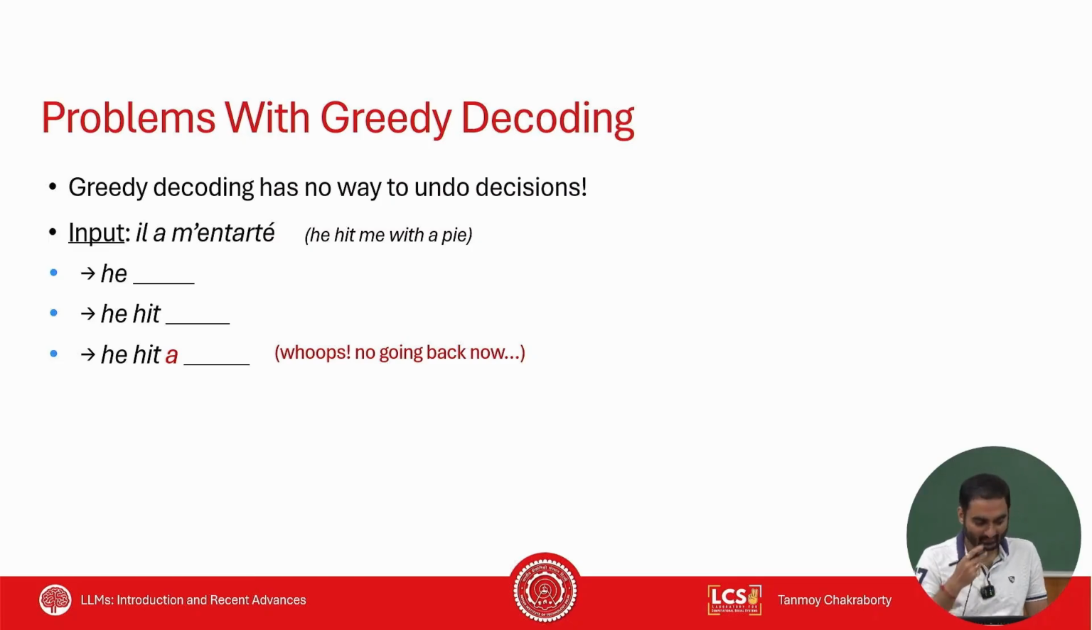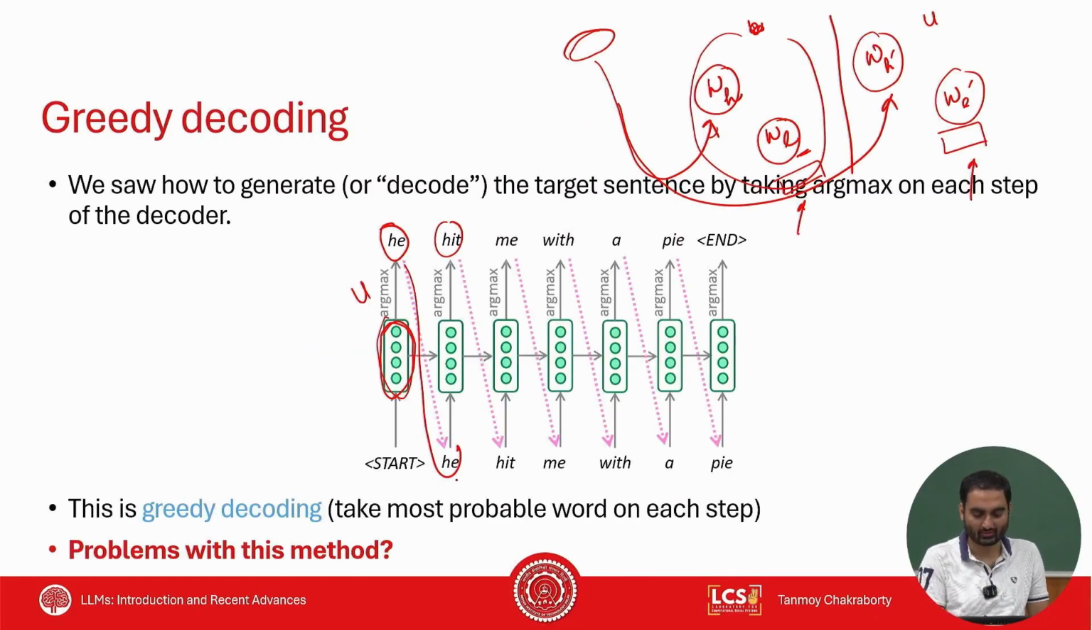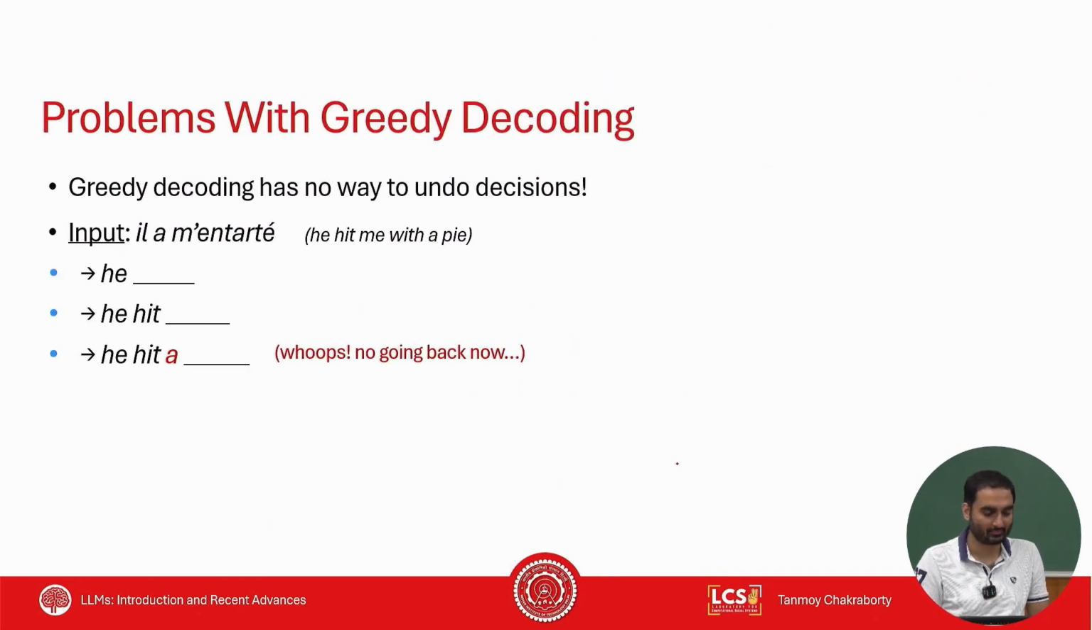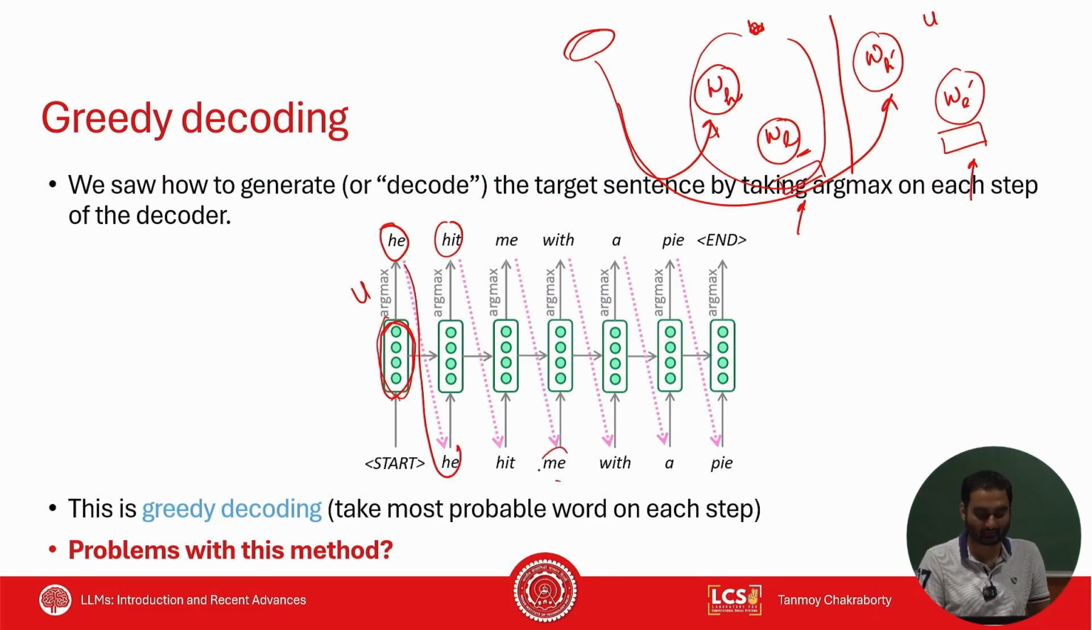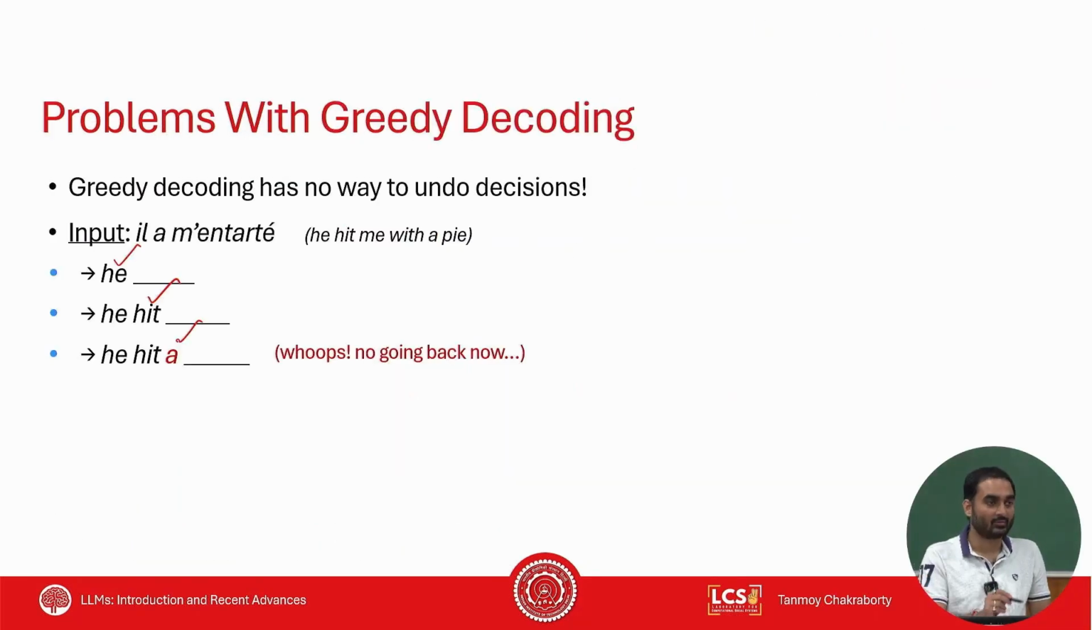Let's say you wanted to generate "he hit me with a pie". You generated "he", and then you generated "hit", and suddenly you generated "a", but you should have generated "me", isn't it? You won't be able to backtrack, because it has already been generated. The "a" will be fed to the next state, and in the next state something else will be generated. This is the problem with greedy decoding.